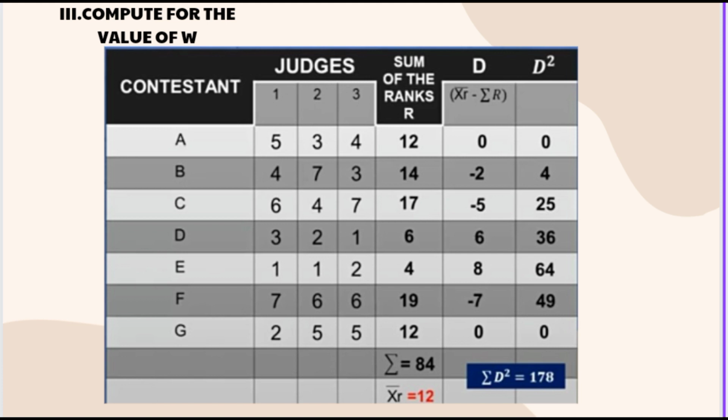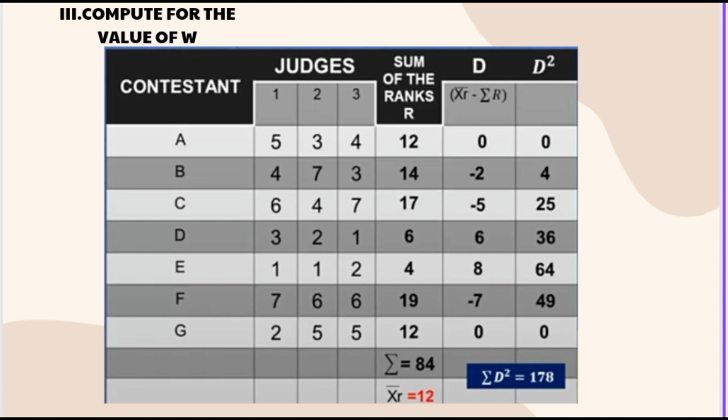So here, what remains is the summation of the ranks, D, and D squared. As you can see in the table, to get the sum of the ranks, we add them. Focus on contestant A: 5, 3, 4, so it got 12. The process is the same for the others. Next, we total all of them, so we got a summation of 84. We divide it by the number of contestants, and we get the mean of 12.